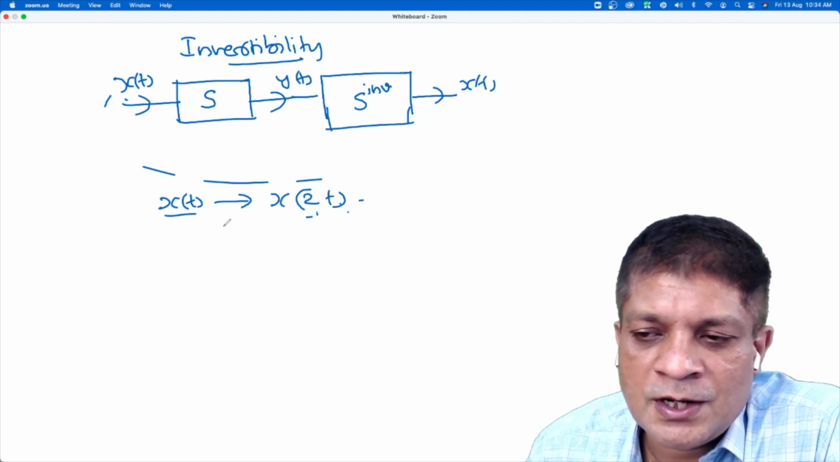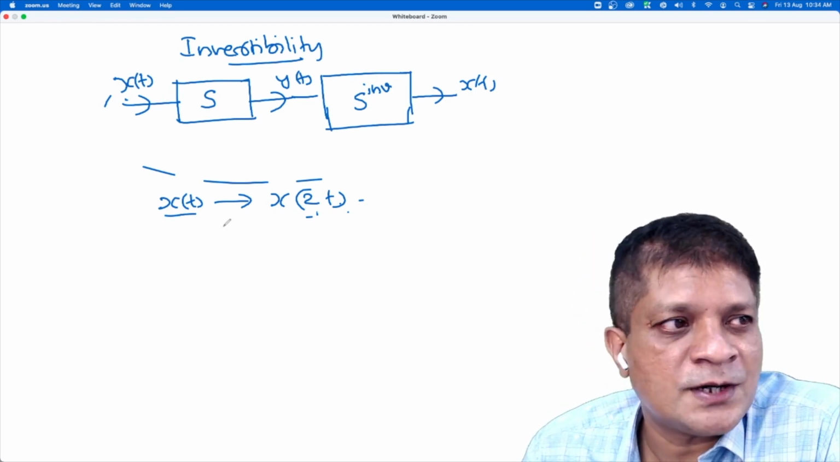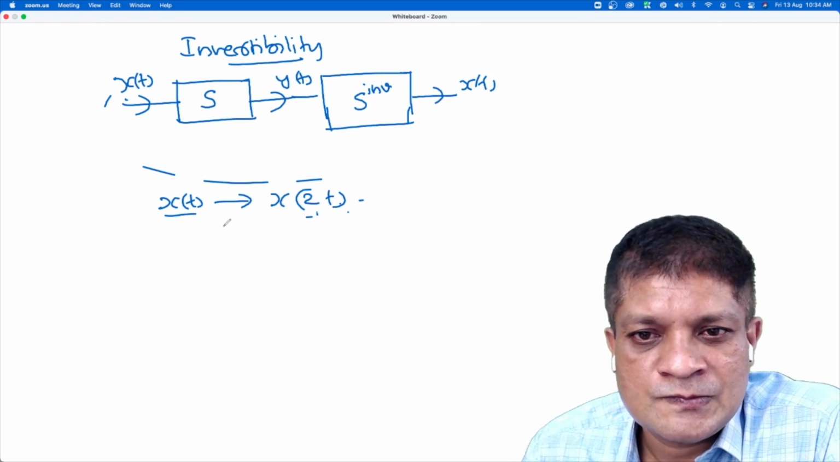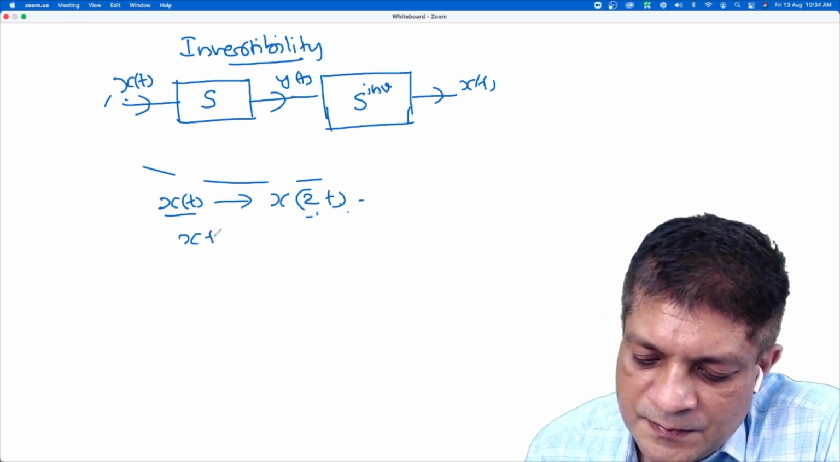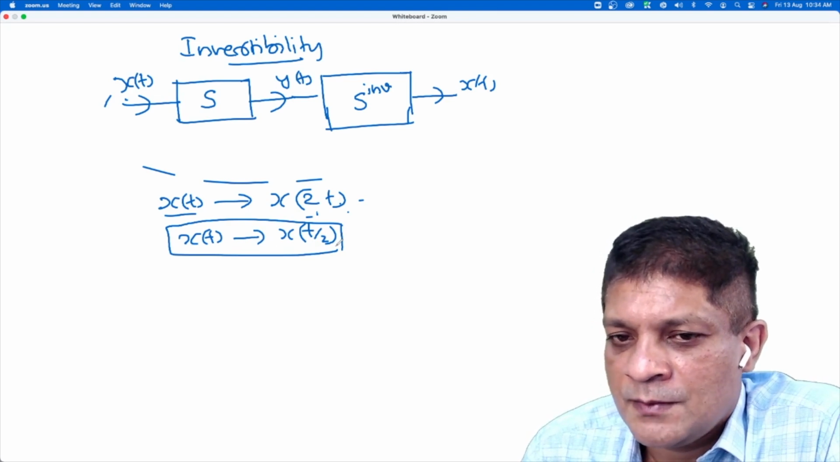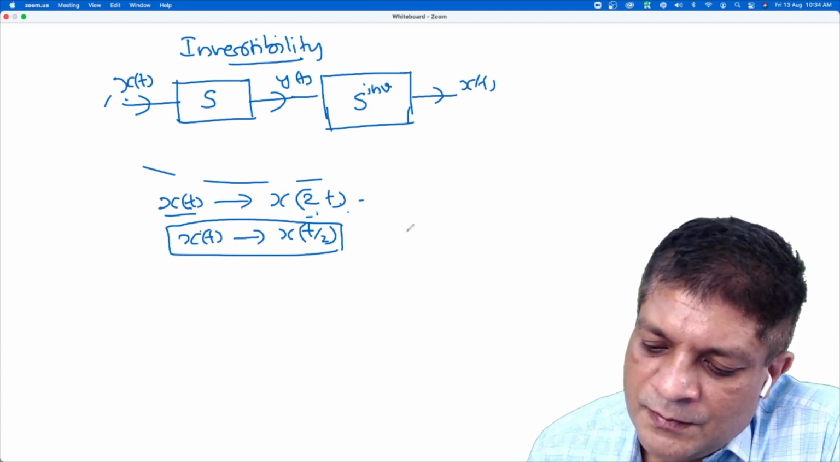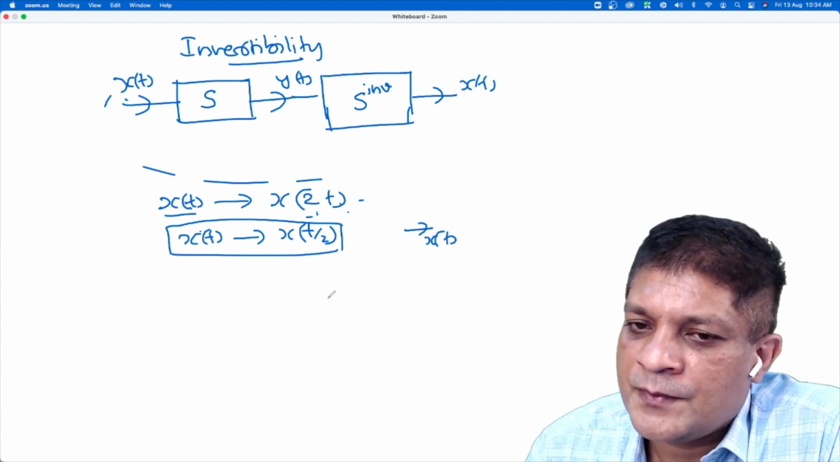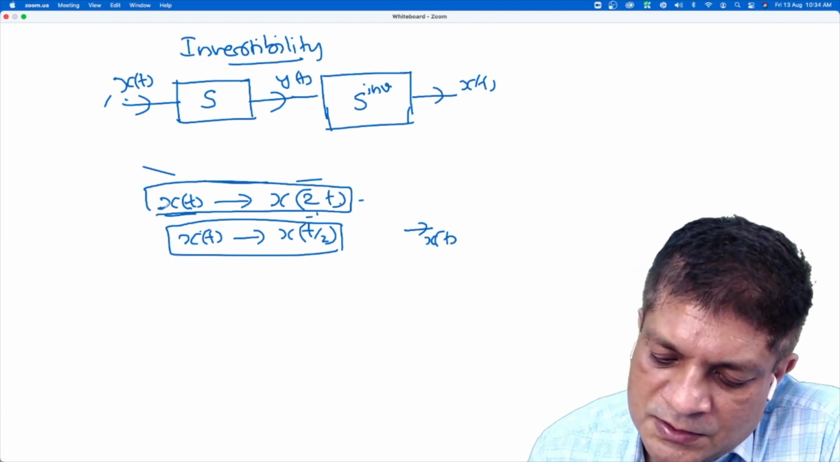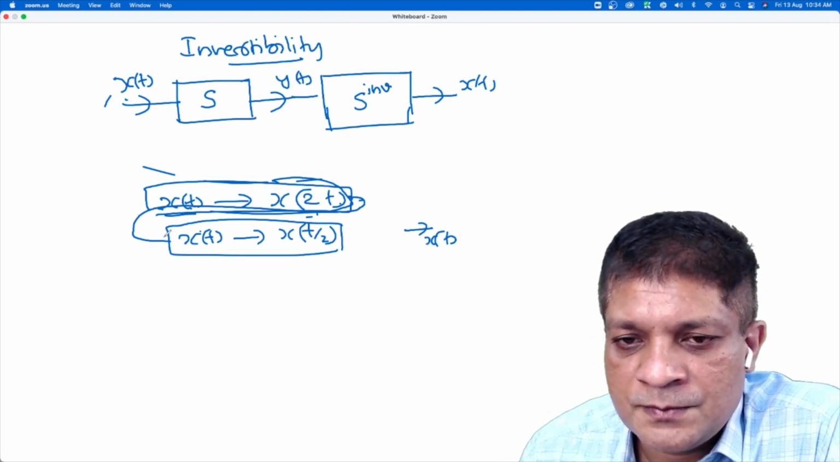Now, what is the input-output relation of that inverse system? So t changes to t by 2. Is it this? Yes, sir. That is the inverse system. And don't get confused with these two x(t). Whenever we talk about a system, we denote its input as x(t). Now, if we pass a signal through this system and pass that output through the second system, you'll get back the original signal. So the system is invertible.